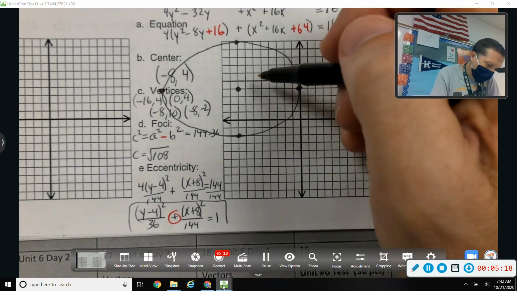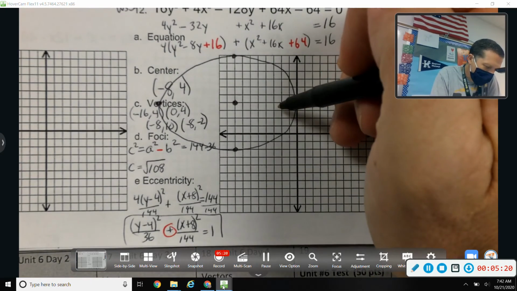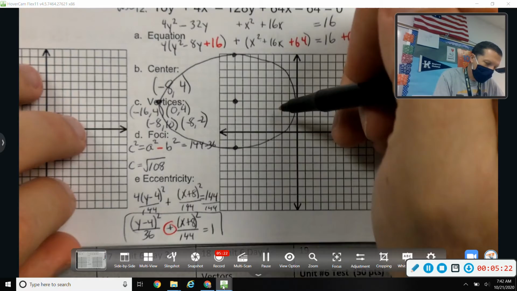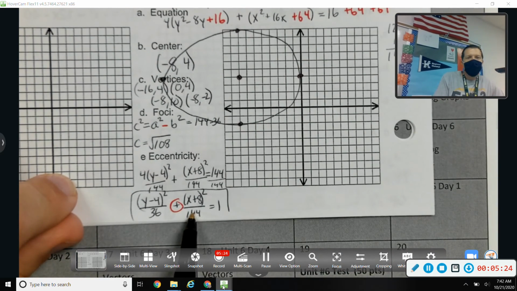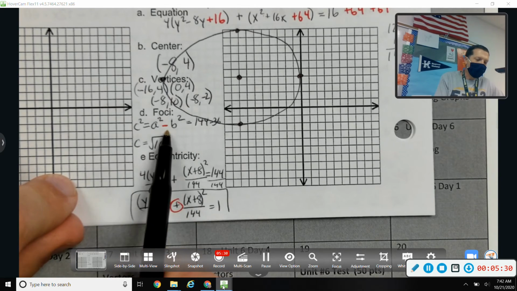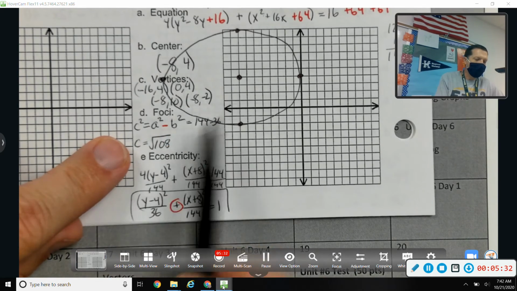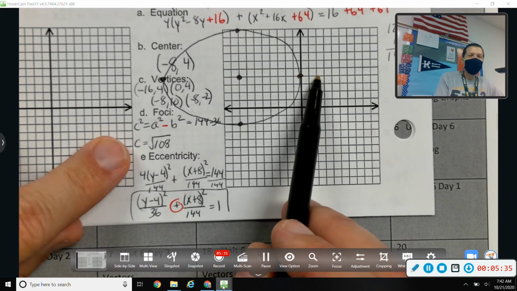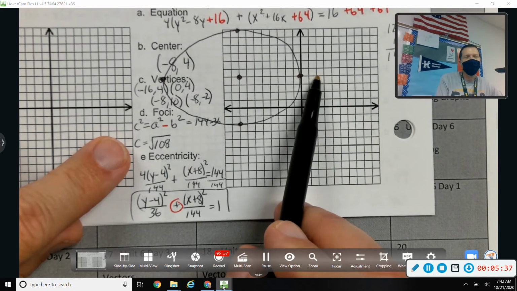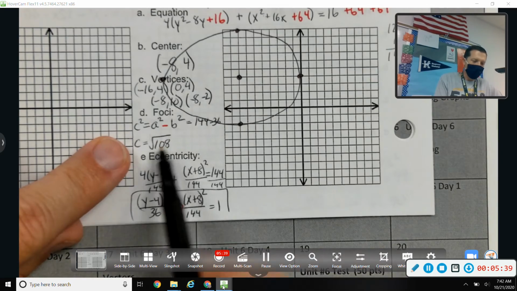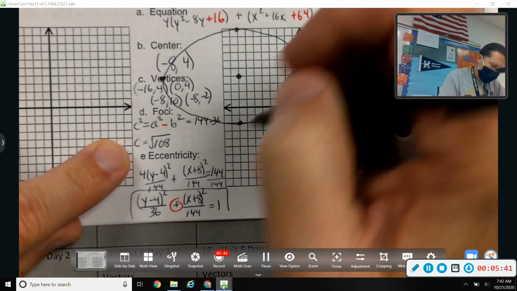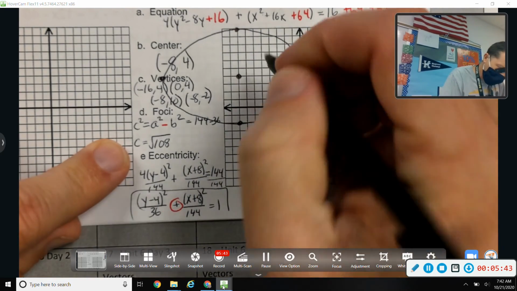Wait a minute, I did something wrong here. I was supposed to go sideways 12. How I caught that mistake is the square root of 108 is more than 10, and that would have put my foci outside the ellipse, so I knew something was wrong. So my foci are right, but these vertices are not right, because I needed to go left and right 12, and I only went 8.